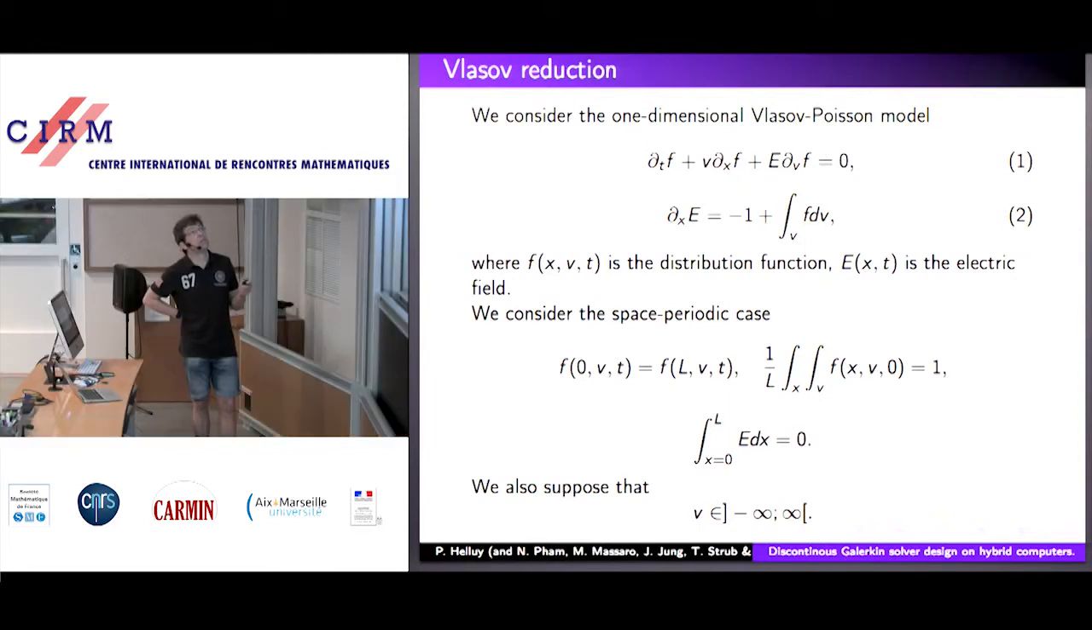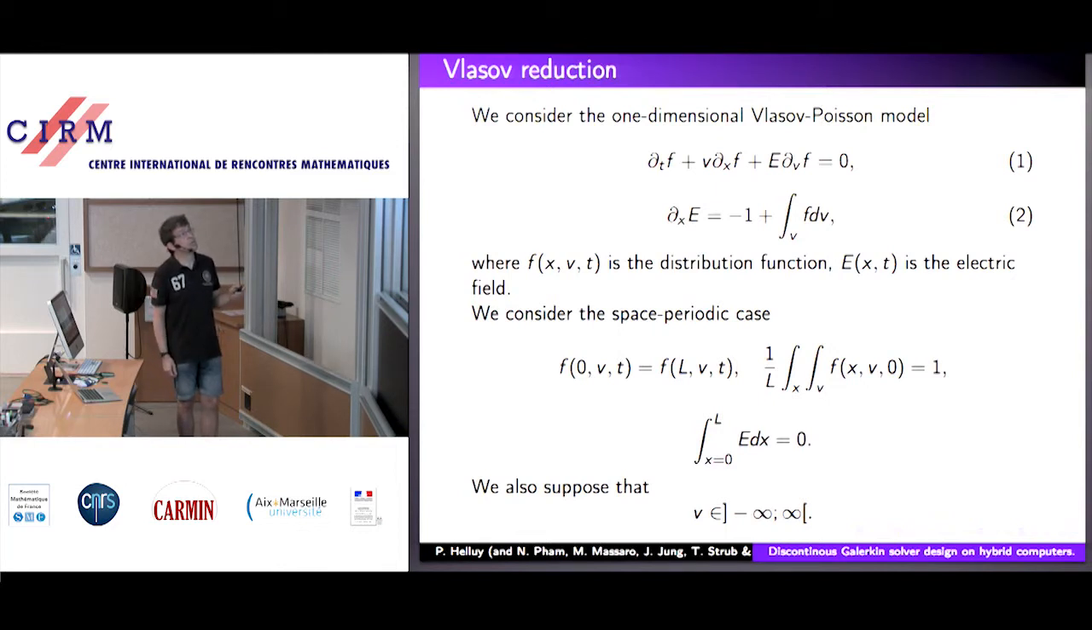So this is the Vlasov equation where the distribution function f depends on x, v, and t. E is the electric field that depends on the space variable x and time t. And f is the solution of the transport Vlasov equation written here. And the electric field is a solution of the Poisson equation written here.